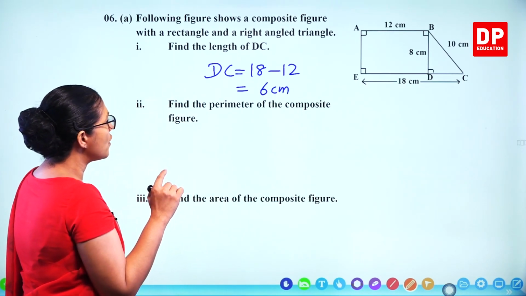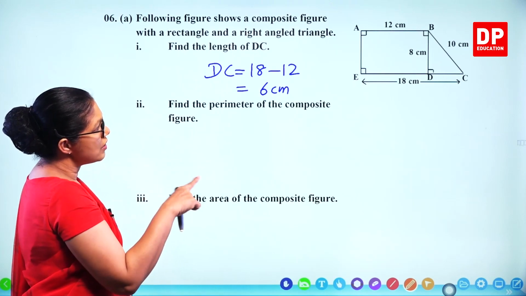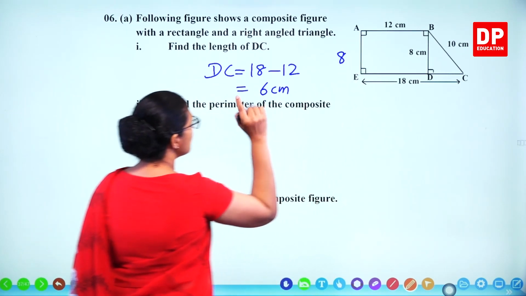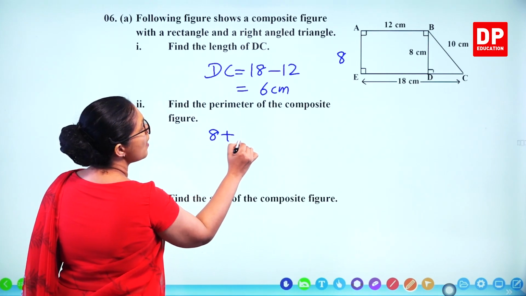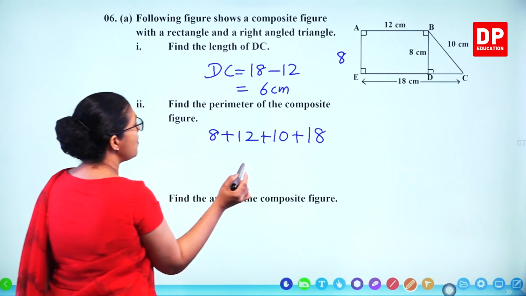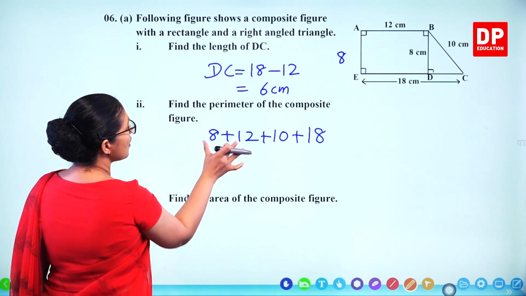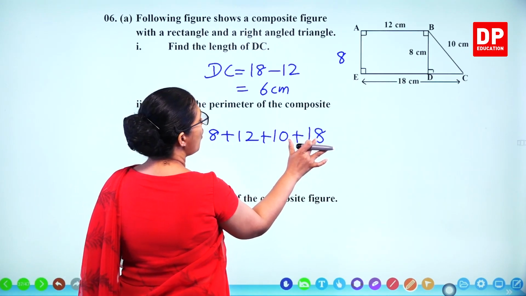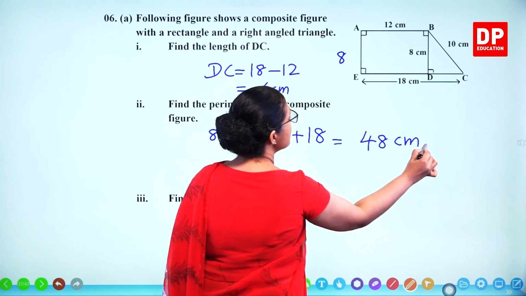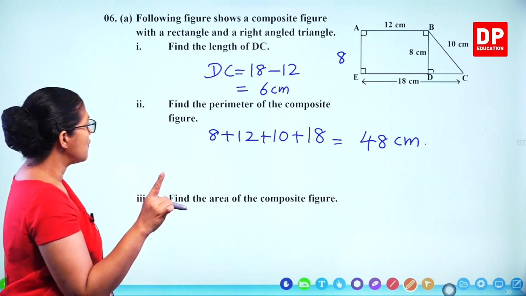Find the perimeter of the composite figure. So outer length. This is 8 means this is also 8. So we'll add 8 plus 12 plus 10 plus 18. That's the perimeter. 20, 30, 40, 48. 48 centimeters is the perimeter of this composite figure.